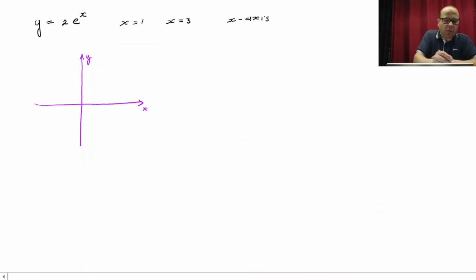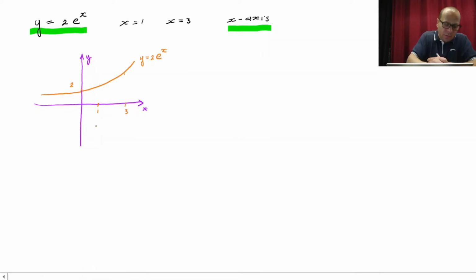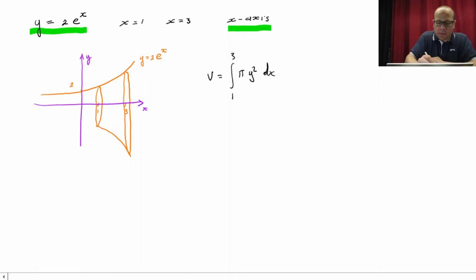Let's find the volume of the function y equals 2e to the power of x rotated on the x-axis. First of all, let's sketch this function, and the function that we're trying to rotate will form that volume. And that volume V will be equal to the integral from 1 to 3 of pi y squared dx.